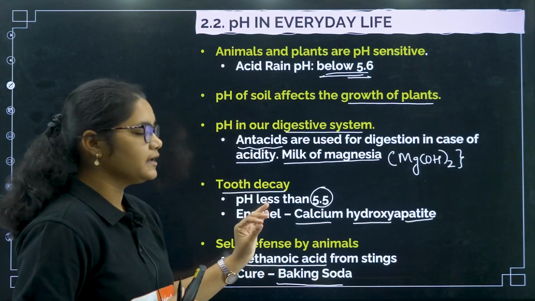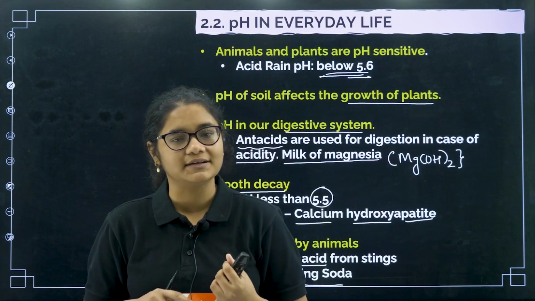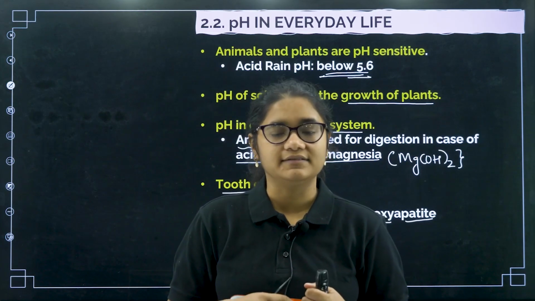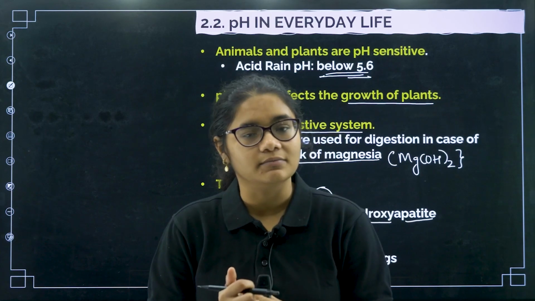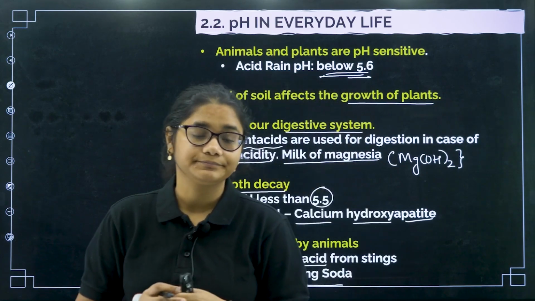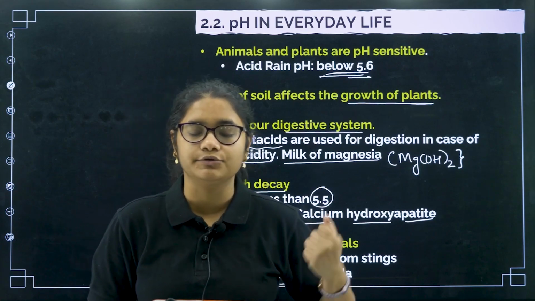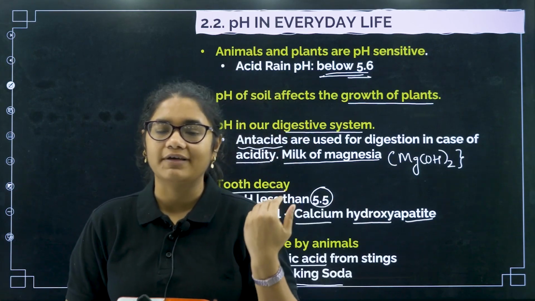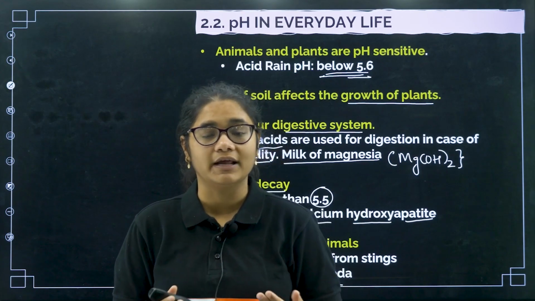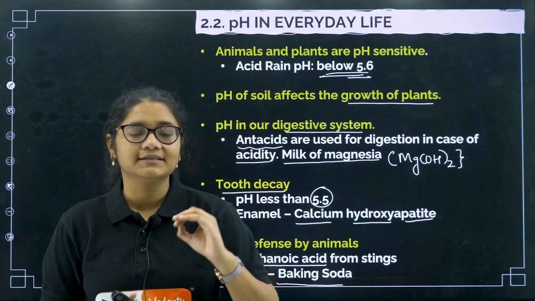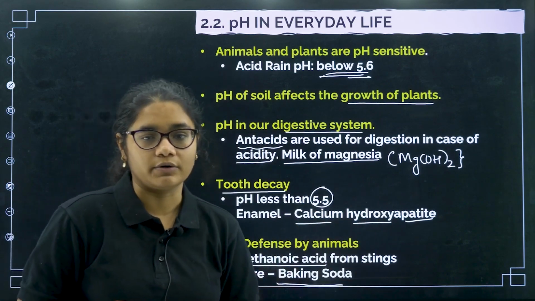These are certain applications of pH in our daily life. First is the growth of plants. Next, acid rain causes disturbance in the life of aquatic animals. Third, we have tooth cavity, the cavities that we get are also due to pH. Fourth, we have acidity, which can be neutralized by antacids. Then fifth, the last one we talked about, defense by the organisms.